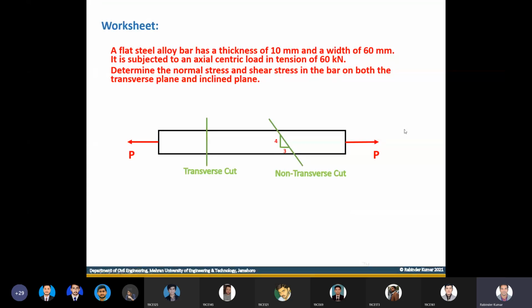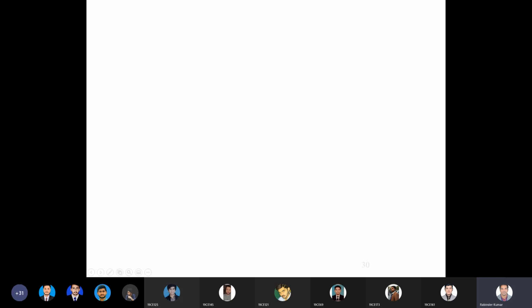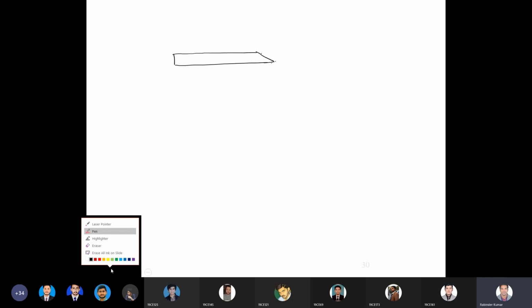Now see, the question is, there is a bar, it is having a 60 kilonewton of force, area is given to us, and we just need to find the stress. It is a simple question. So what we have to do, we just need to draw this cross section. Since we need to find the stresses on this plane, let me change that color in order to differentiate.